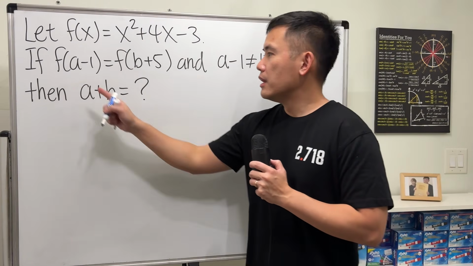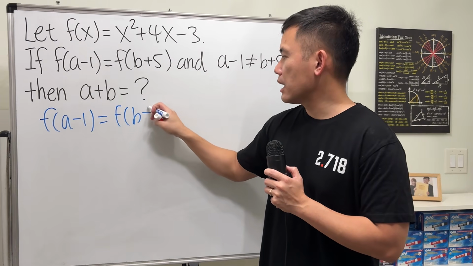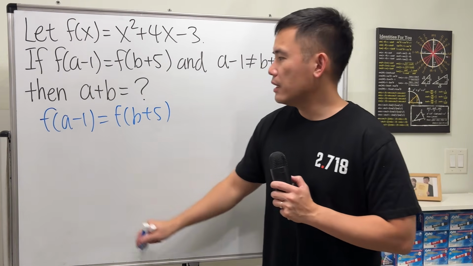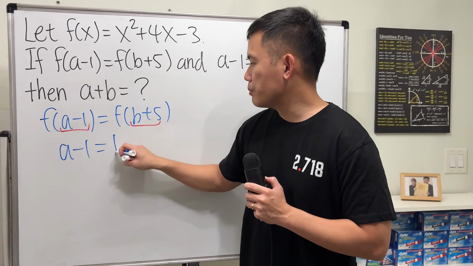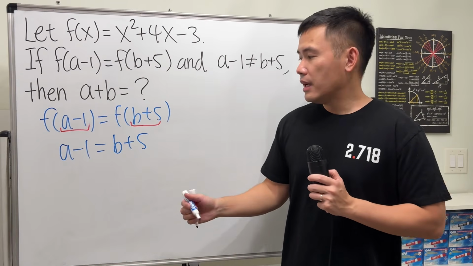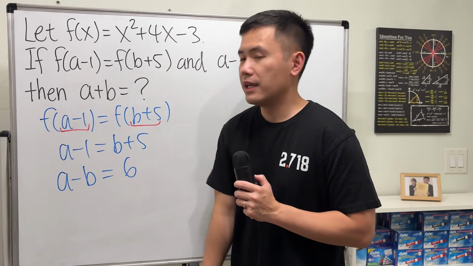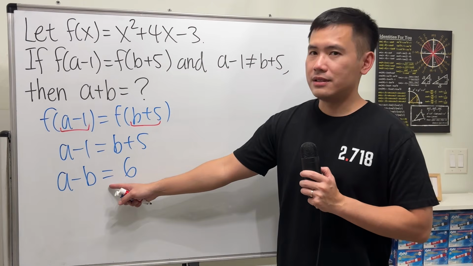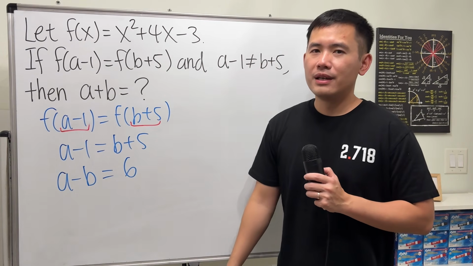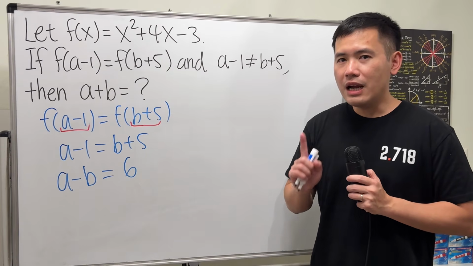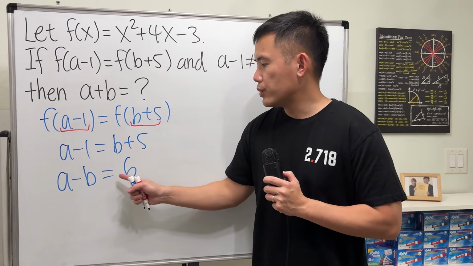Now here's the problem. Suppose we have this, f of a minus 1 being equal to f of b plus 5. It is totally okay to say the inside is equal to the inside, right? So you can just say a minus 1 is equal to b plus 5. It could happen. And move this to here, move this to here, you can see that a minus b is equal to 6. And last time I just showed you guys that this is incorrect because we are trying to find a plus b, but this is a minus b. And then I just stopped it right here.